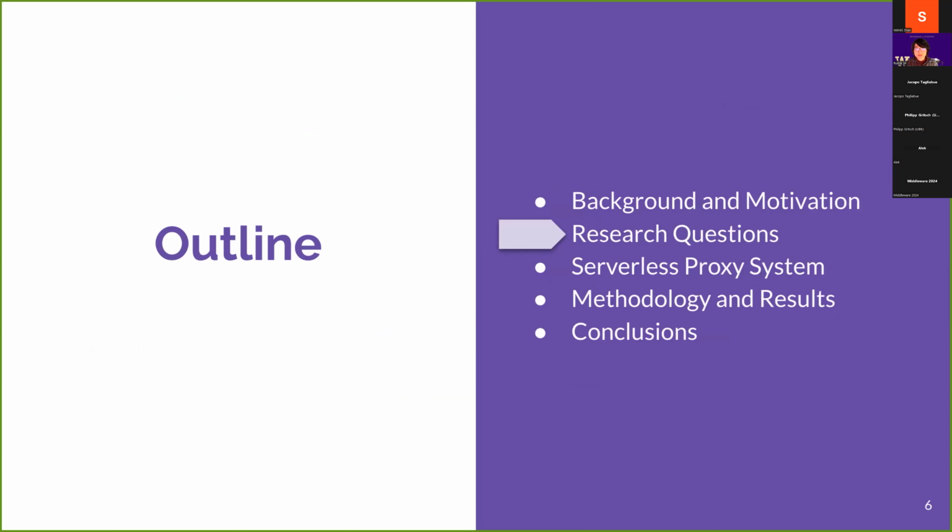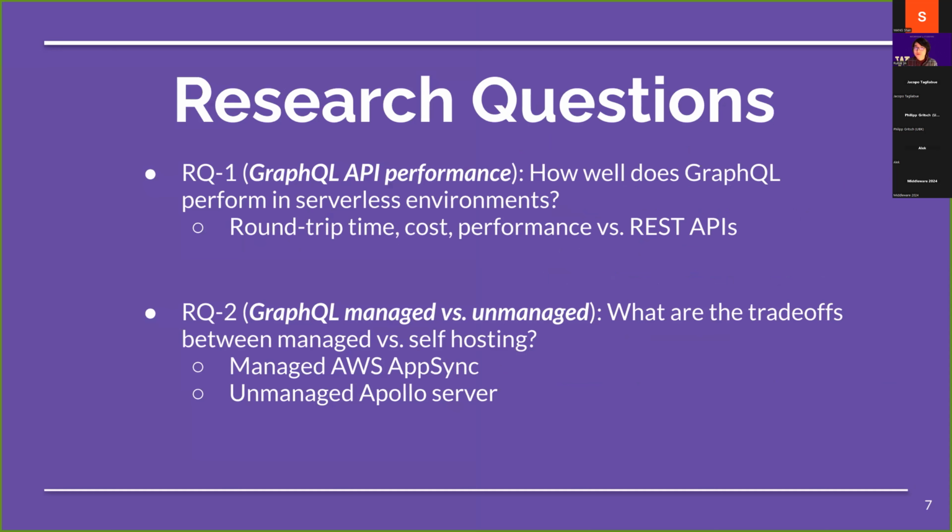So with that, now we move into our research questions. For this study, we have two research questions. Research question one is about GraphQL and its performance. We want to know how well GraphQL performs in serverless environments, and specifically, how does it compare to REST APIs in terms of round trip time and cost? And in research question two, we look into how managed GraphQL services compare to unmanaged ones. How well does a GraphQL service provided by cloud providers like AWS AppSync compare to self-hosted ones like the Apollo server?